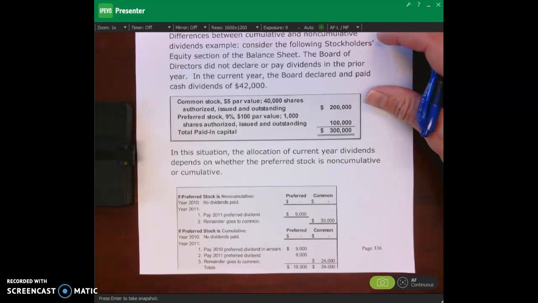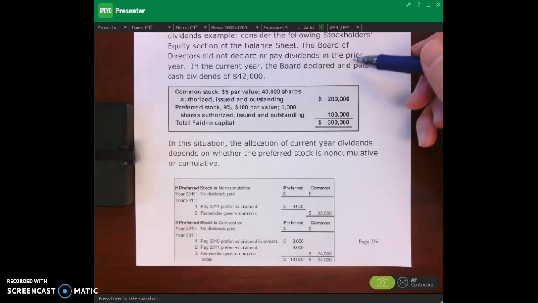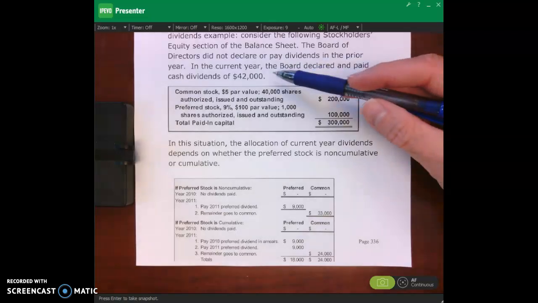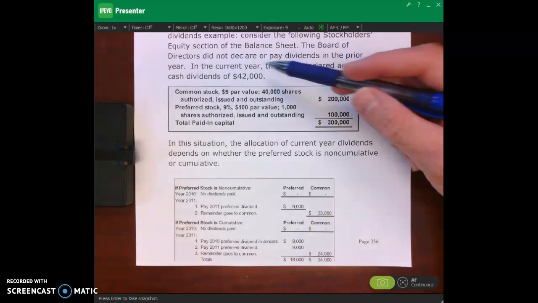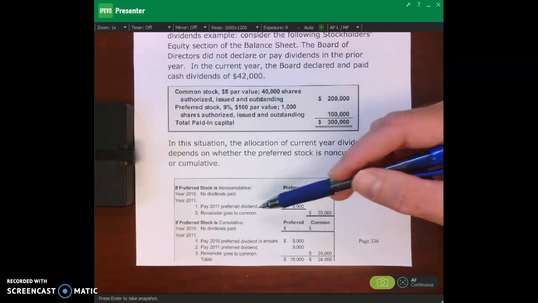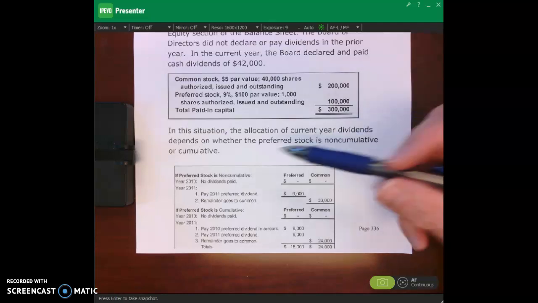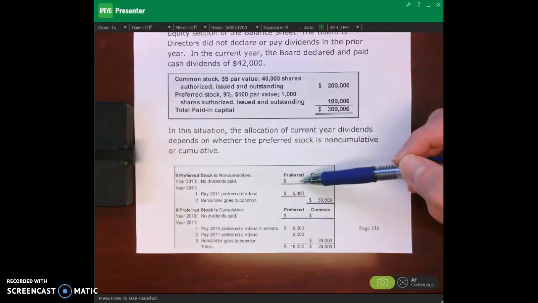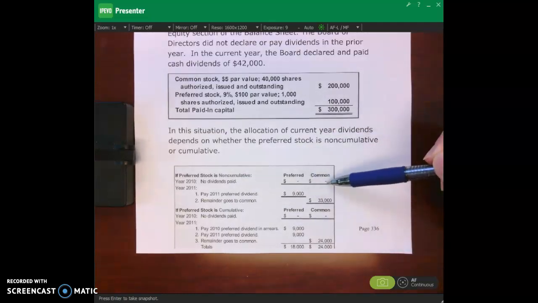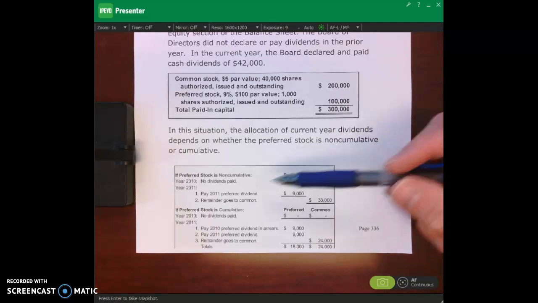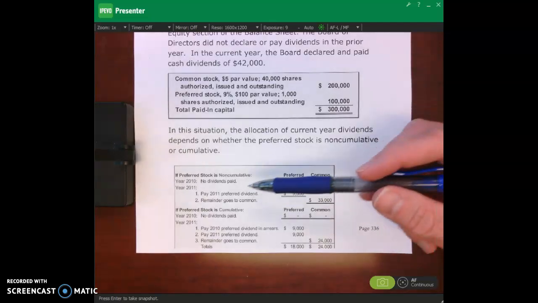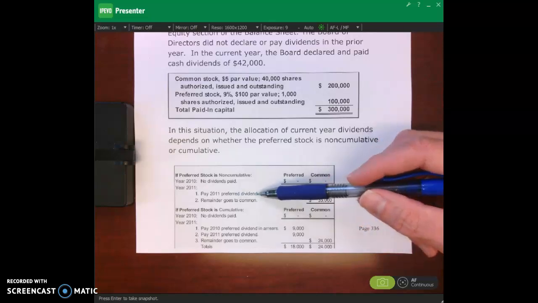So when we said the board declared and paid dividends of $42,000 in the current year, let's look at that situation with reference to non-cumulative and then cumulative. So if the prior year was year 2010, there's nothing paid to preferred and nothing paid to common. And then in the current year, 2011, it says we're going to pay the $9,000.